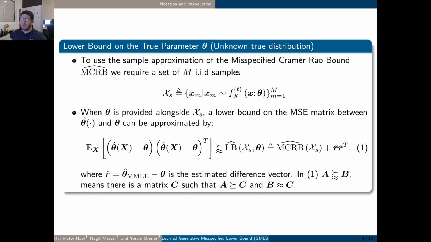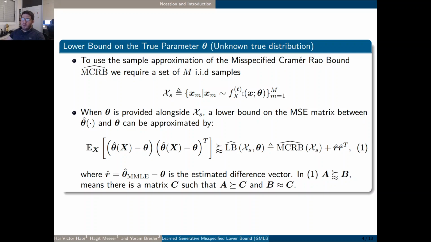When a statistical model differs from the true one describing the measurements it assumes, a lower bound on the estimation error of an unknown parameter is the misspecified Cramér-Rao bound, or in short, MCRB. To approximate the MCRB when the true distribution is completely unknown, we require a set of i.i.d. samples from the true measurement distribution. Note that this approach requires that all vectors in the set are sampled using the same parameter value.